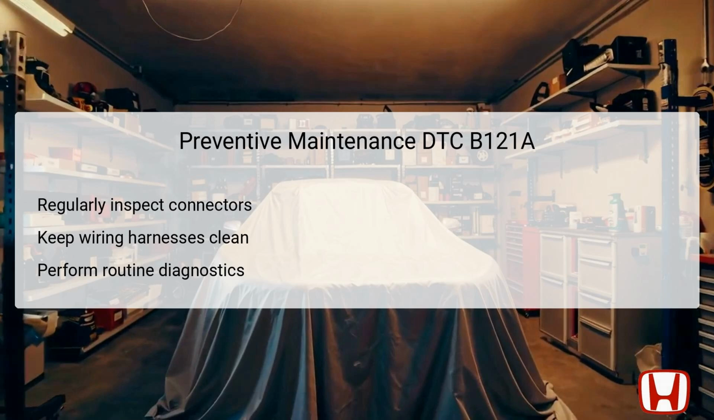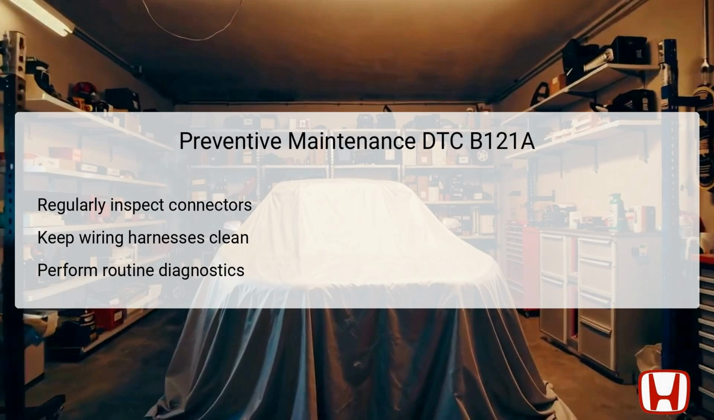Preventive maintenance is essential for avoiding issues such as the DTC B121A in the future. Regularly inspecting electrical connectors associated with the mode control motor can help identify any signs of wear or corrosion that may lead to connectivity issues. Keeping wiring harnesses clean and free of debris will also reduce the risk of shorts or disconnections. Routine diagnostics using the Auto Diagnostics system, HDS, can provide early warnings of developing issues, allowing for proactive repairs.